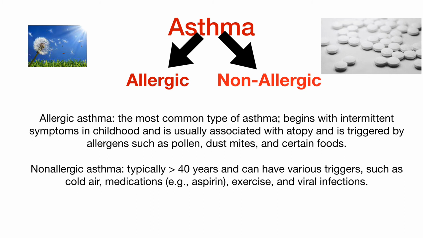There are two kinds of asthma, allergic and non-allergic asthma. Allergic asthma is the most common type of asthma. It usually begins in childhood and presents as intermittent symptoms. It is usually associated with atopy as atopic triad. Atopic triad includes three diseases: atopic dermatitis, allergic rhinitis, and asthma itself.